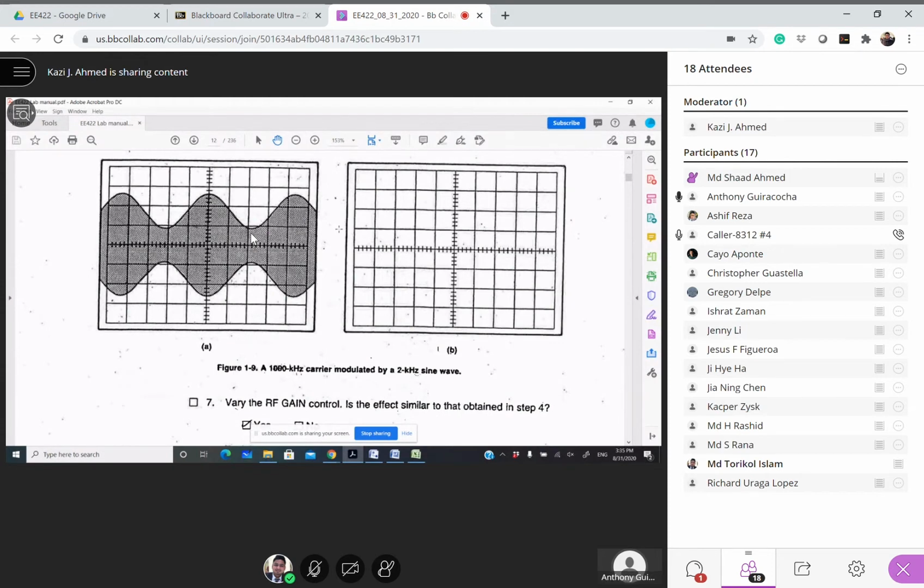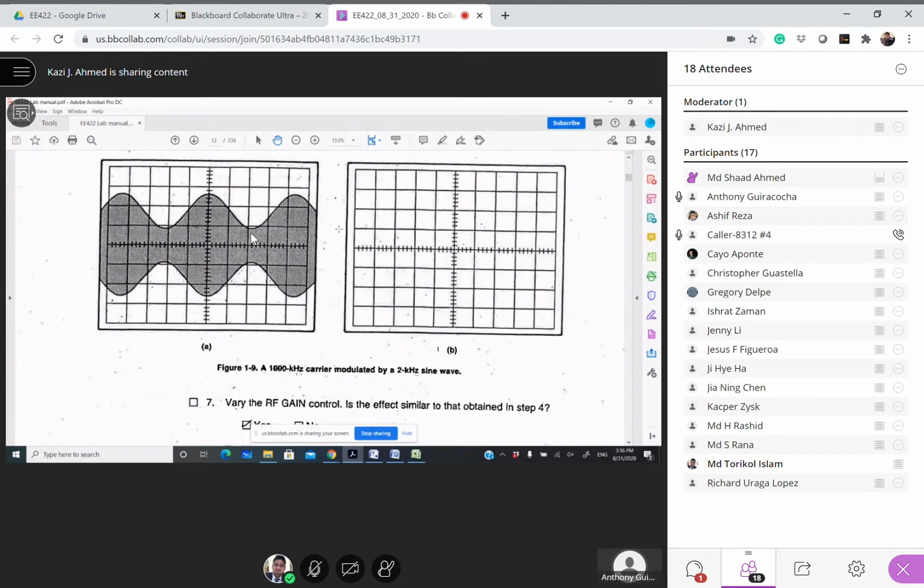Well, since the message signal is the one that's controlling the amplitude of the carrier, if you lower the level of the carrier, I think it'll affect the output. I don't think... Let's see, it'll decrease the carrier level, so that shaded area will decrease.